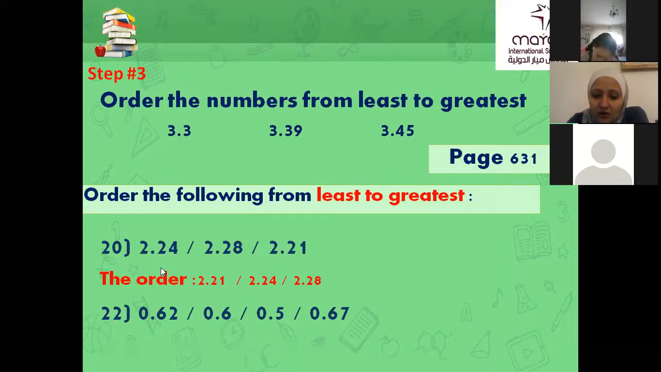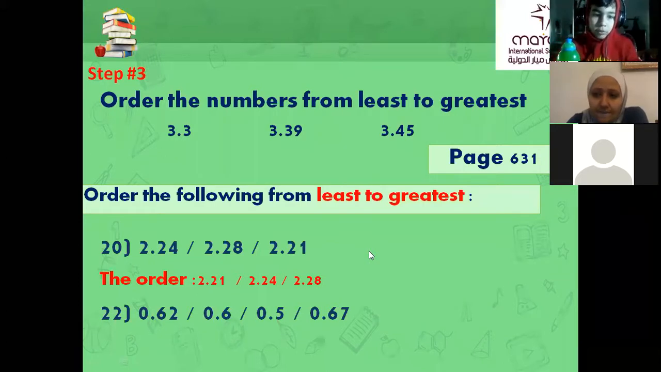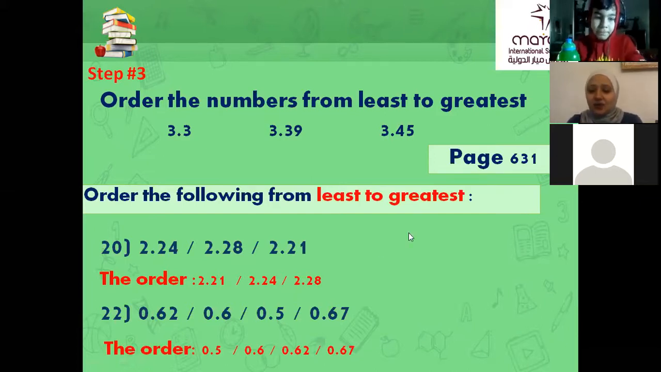Karam Awamle, you didn't participate today. Can you solve 22? Order from least to greatest. 0.5, 0.6, 0.62, 0.67. Okay, amazing. Now, do you have any questions about comparing and ordering decimals?